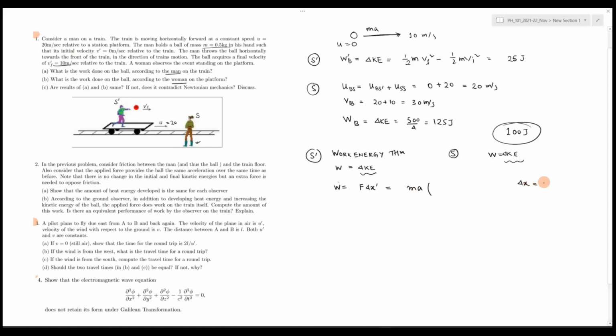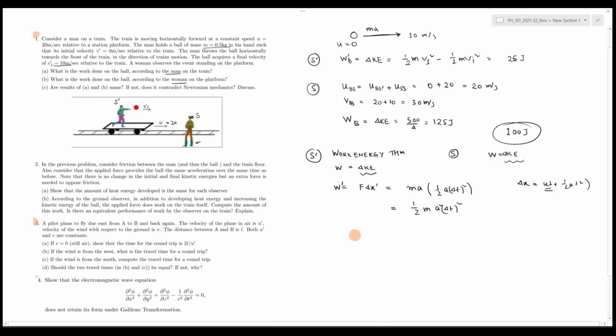Here x is equal to ut plus half at square. The initial speed of the ball in S prime was actually 0, so we can simply write it to be equal to this much. This will be the work done on the ball, half m a square delta t whole square, from the S prime frame.